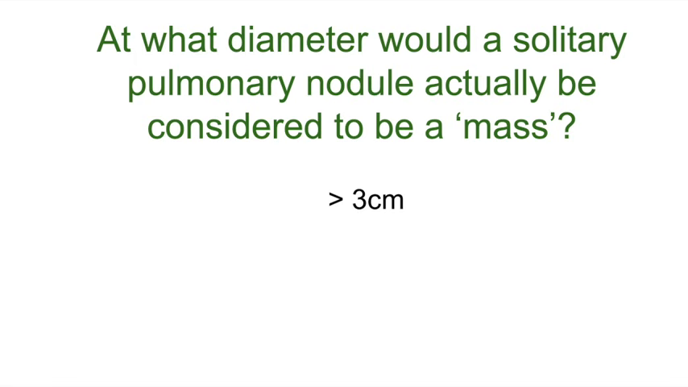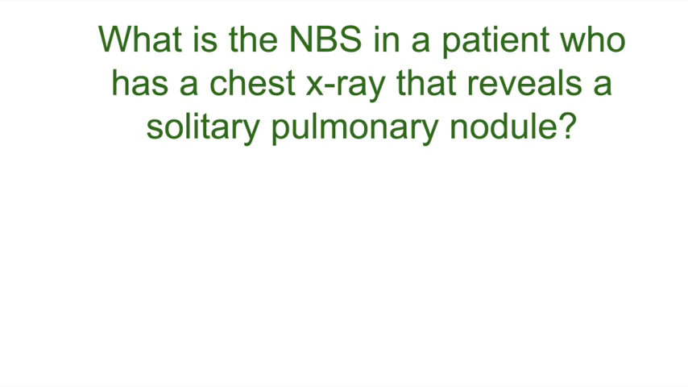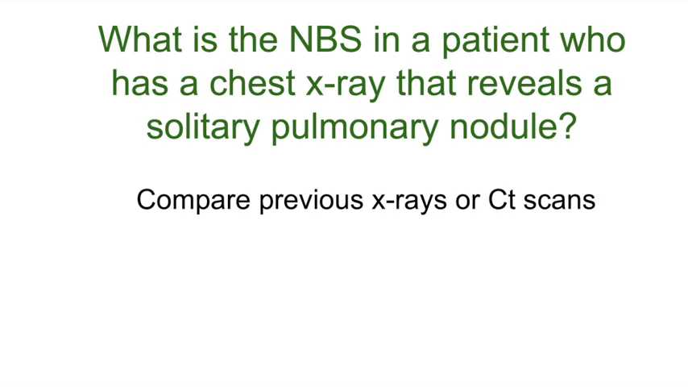What is the next best step in a patient who has a chest x-ray that reveals a solitary pulmonary nodule? And that is to compare the previous x-rays or CT scans. And this is high yield. Everyone preparing for Step 2 CK or the Step 3 exam would have known the answer to this question at this point. So if the solitary pulmonary nodule has changed in size or appearance from the previous imaging, or if no previous imaging is available, then the next step would be to do a CT of the chest.